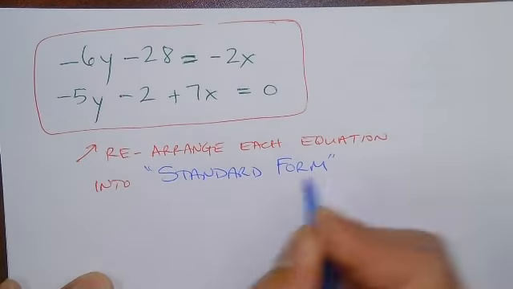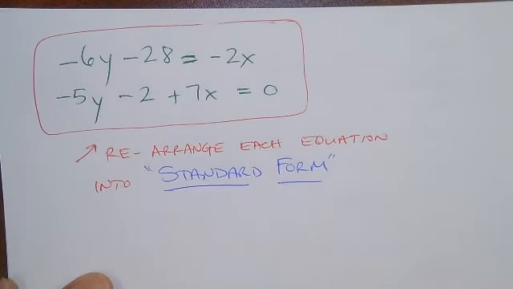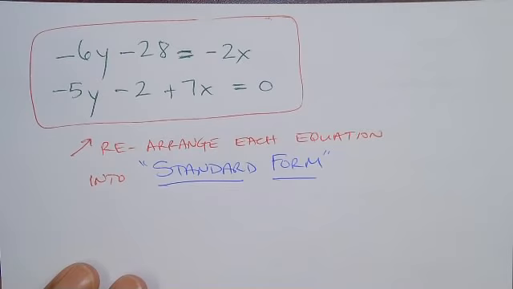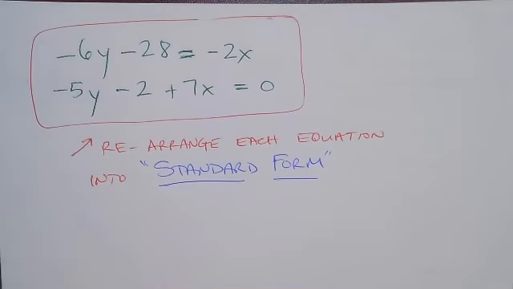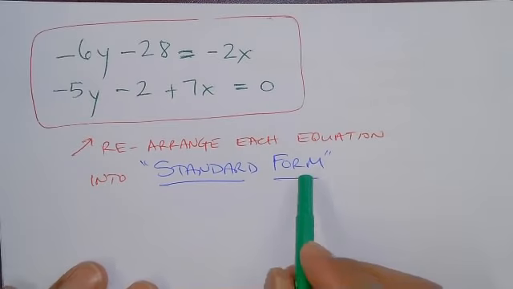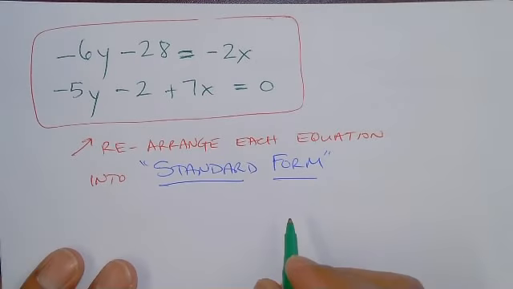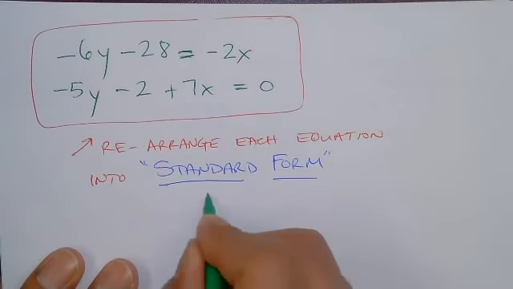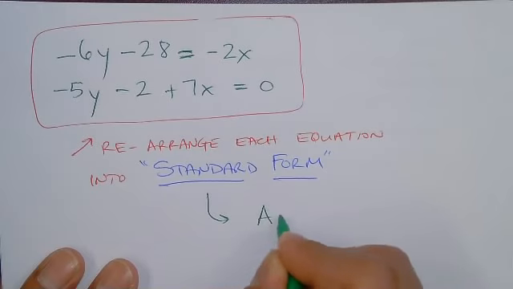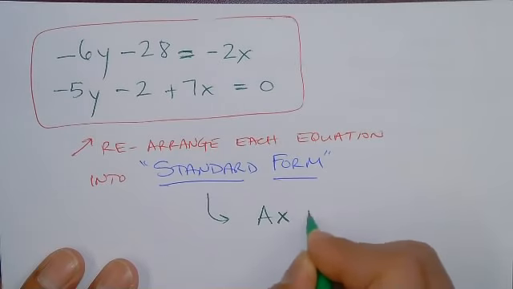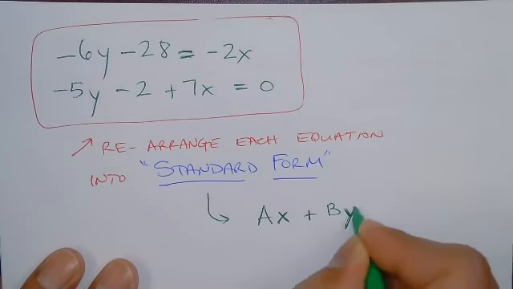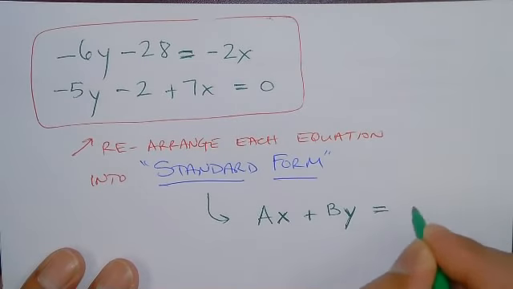What is standard form? You're not going to remember the name. Well, there's standard form and then there's general form, and you're going to get into all that when you get to Algebra 2. But standard form means the standard form of an equation looks like this: AX plus BY equals C.